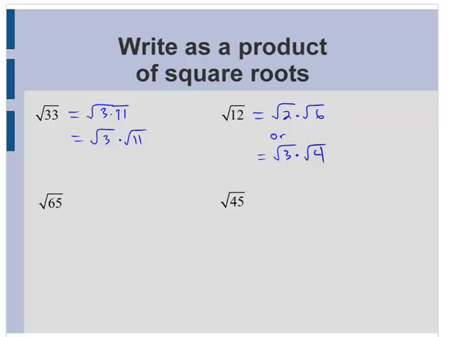All right, 65 is 5 times 13, so this would be the square root of 5 times the square root of 13. Now again, 45, you have a couple of choices. 45 is 3 times 15. It can also be written as 5 times 9. So the square root of 5 times the square root of 9.